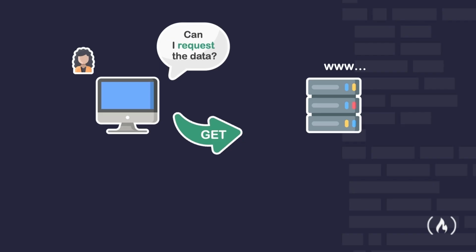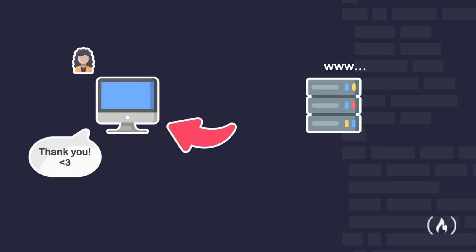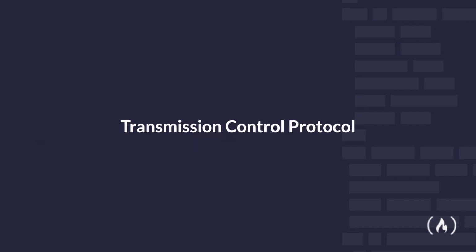So here we have a visualization of a GET request. The client is requesting that the server gives it the necessary resources that we need. Then after the server has sent the response, so request and response, we say that we've got it. Thank you. After the server sends the response, it closes something called a TCP, or Transmission Control Protocol, connection.